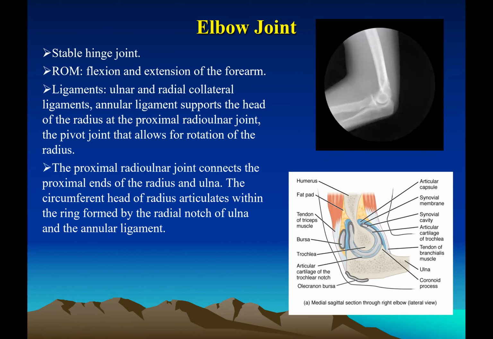The proximal radio-ulnar joint connects the proximal ends of the radius and the ulna together. The circular head of the radius will articulate with the ring formed by the radial notch of the ulna with the annular ligament. So you can see the synovial membrane and the synovial cavity here.